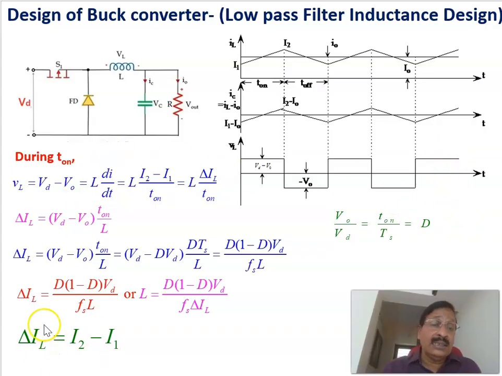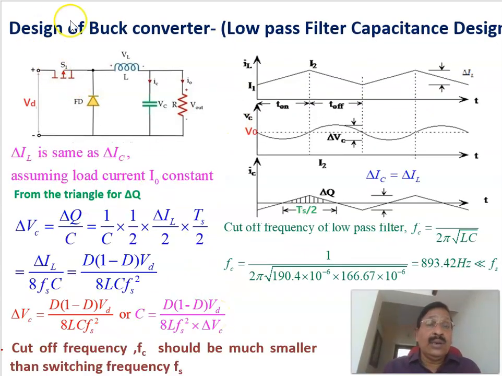This is the relation to find the inductance, or the low pass filter inductance, if you know delta IL, which is equal to D into VD into 1 minus D divided by Fs into delta IL. Now coming to the design of the filter capacitor. Normally to design the capacitor, the permitted change in capacitor voltage, delta Vc, will be given. To design the inductor, we have seen delta IL will be given. To design C, delta Vc will be given.